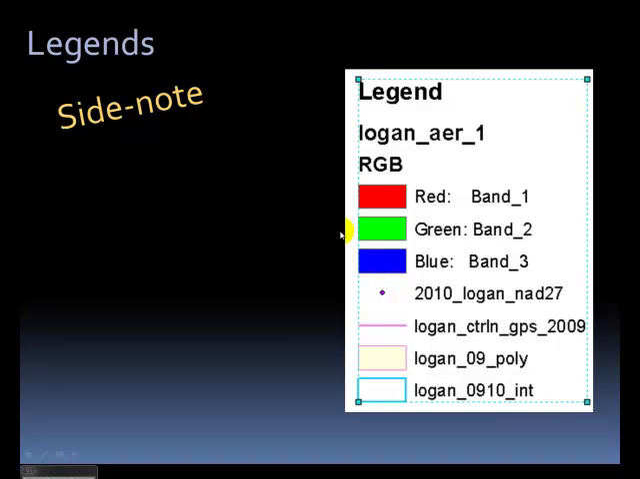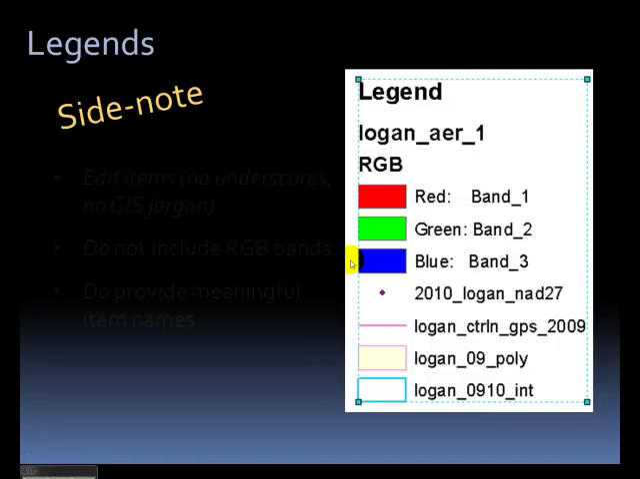RGB is what you'd see if you're displaying some kind of aerial imagery. You never want to include this on your legend. It just makes no sense and doesn't mean anything to your audience.